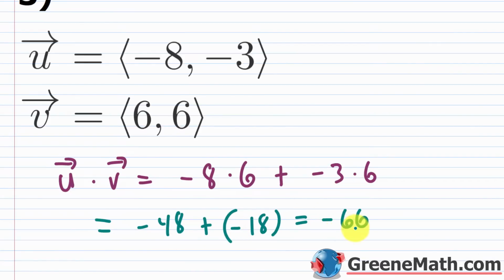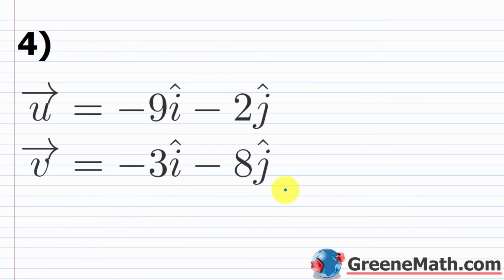So that would be my dot product of this vector u and this vector v. All right, let's take a look at problem number 4. So here we have our vector u. This is written as a linear combination of the unit vectors i and j. So we say this is equal to -9 times the unit vector i minus 2 times the unit vector j.